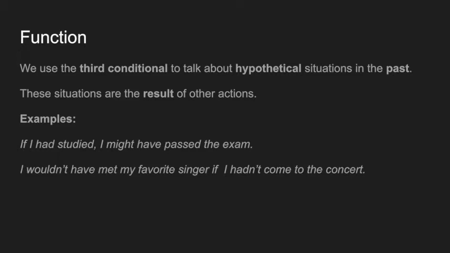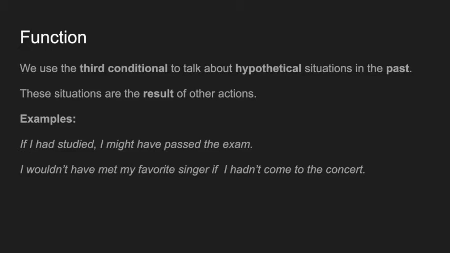We're going to start with the function. First, it says, we use the third conditional to talk about hypothetical situations in the past. That means that these situations did not happen. These are unreal situations. It says these situations are the result of other actions. We're always going to have two actions. One action is going to be the result of the other action.